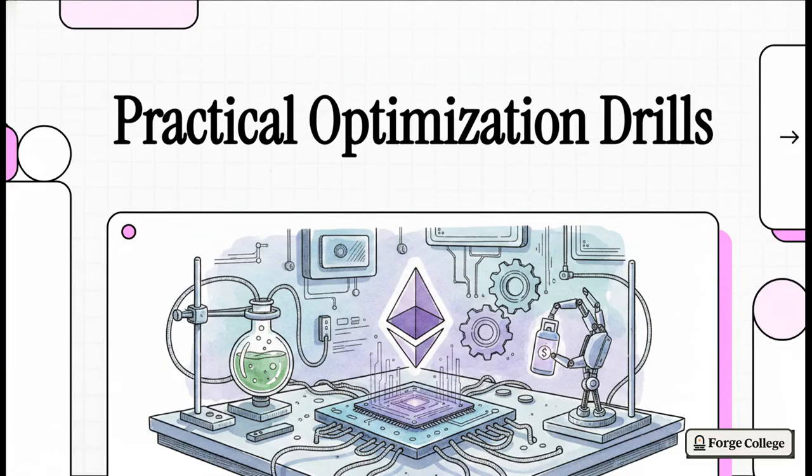Today, we're getting our hands dirty with some absolutely crucial Ethereum fundamentals. You know, we've spent plenty of time observing abstract opcodes and calculating their theoretical costs. But today we move from theory to action. We're running practical optimization drills to really internalize those opcode efficiency trade-offs.